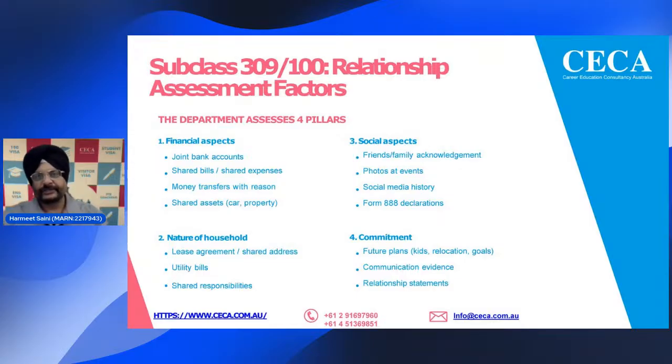The third one is your commitment to your genuine relationship, like your future plans, how you're going to relocate and spend time together, your communication evidences, and relationship statements. You have to provide each and every step: when you met, how your relationship developed, and how it continues and is ongoing. What is the future plan in your life? Everything you have to state in your relationship declarations.